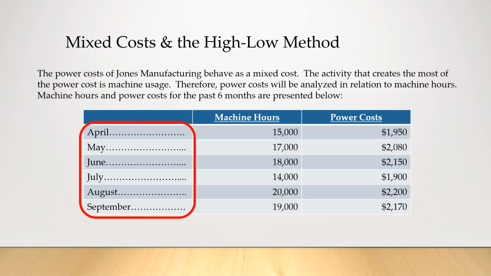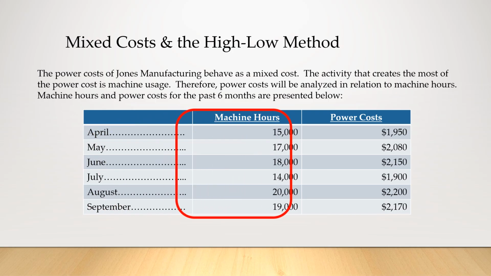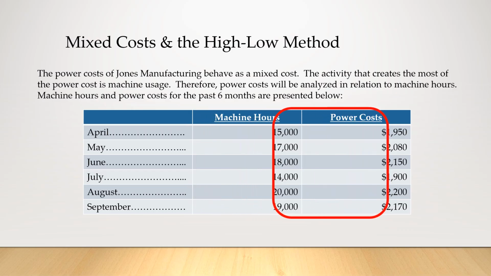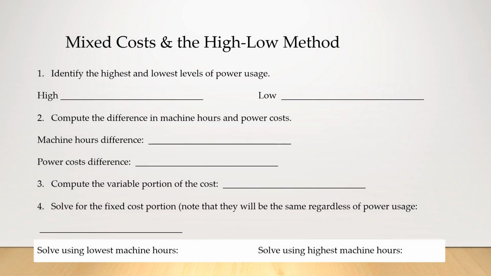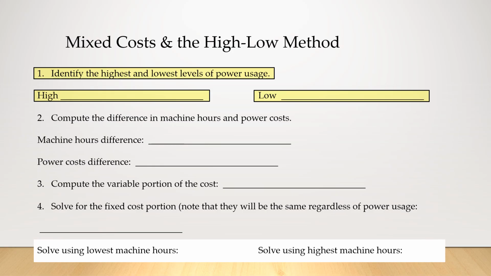In the left column, we have our months ranging from April through September. In the middle column, we have our machine hours for each month. In the right column, we have each month's respective power costs. Let's answer the following 4 questions based on the previously provided information. Starting with number 1, we'll identify the months with the highest and lowest power usage and cost.